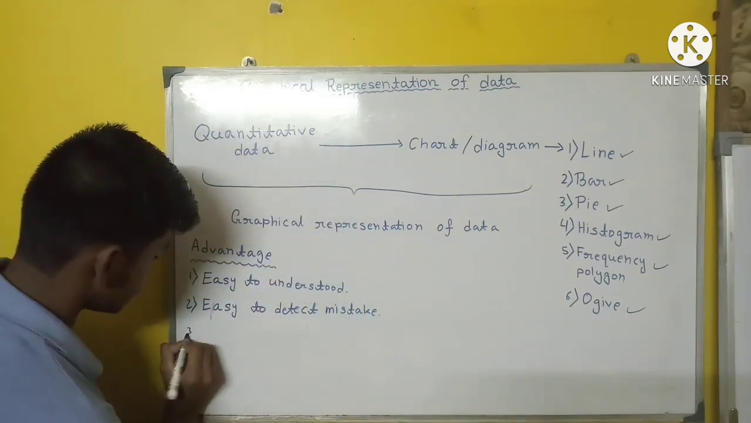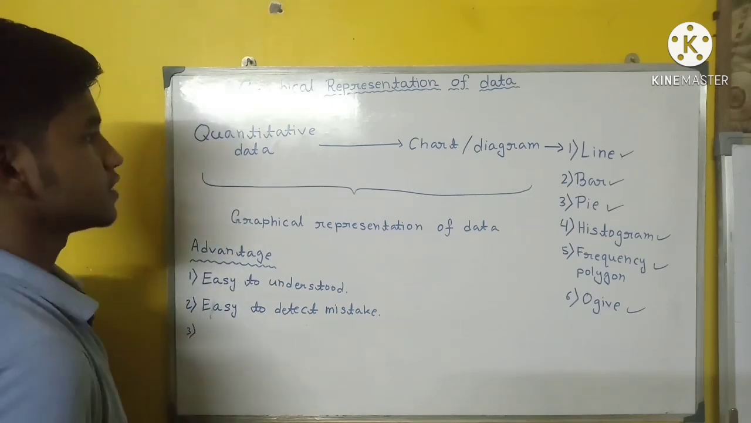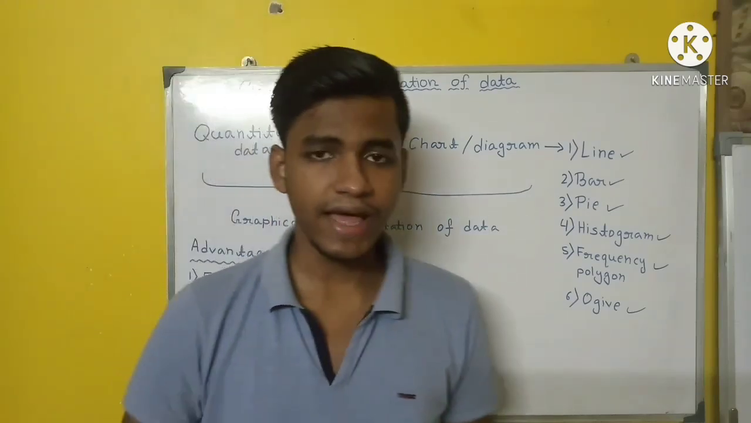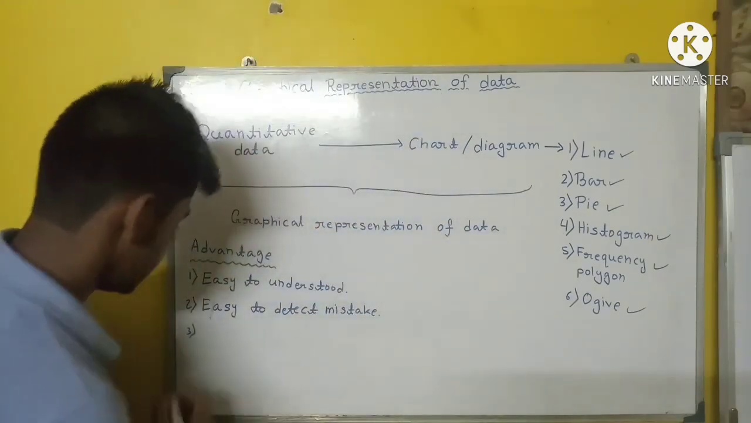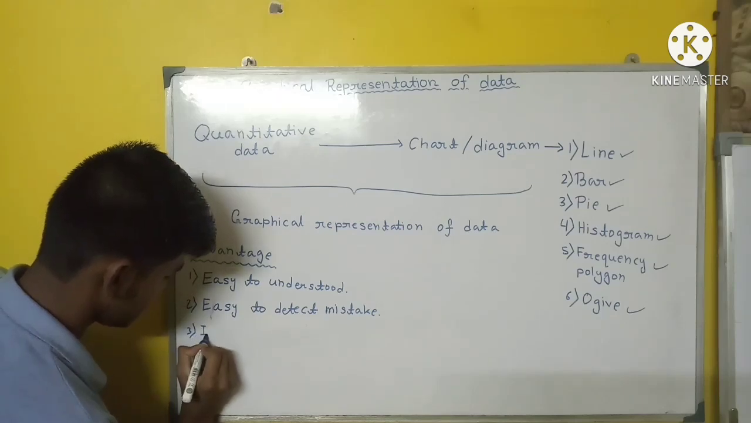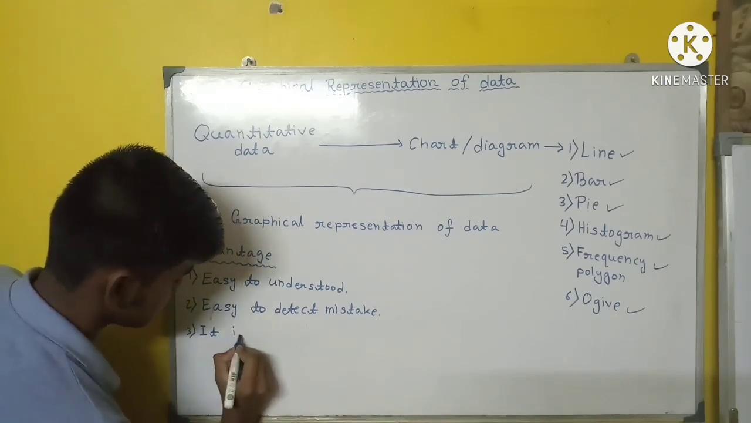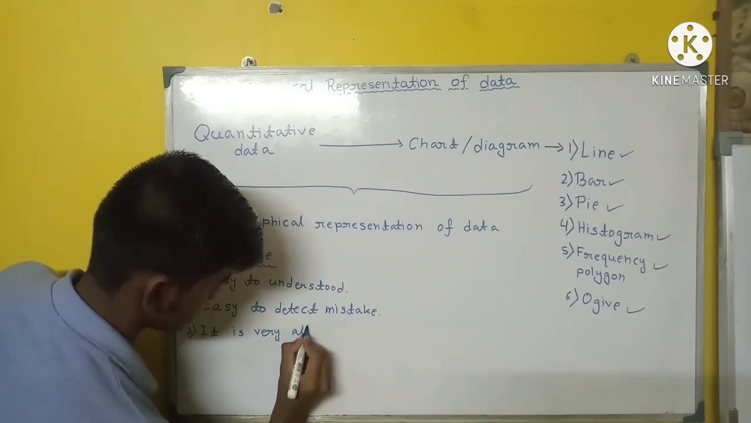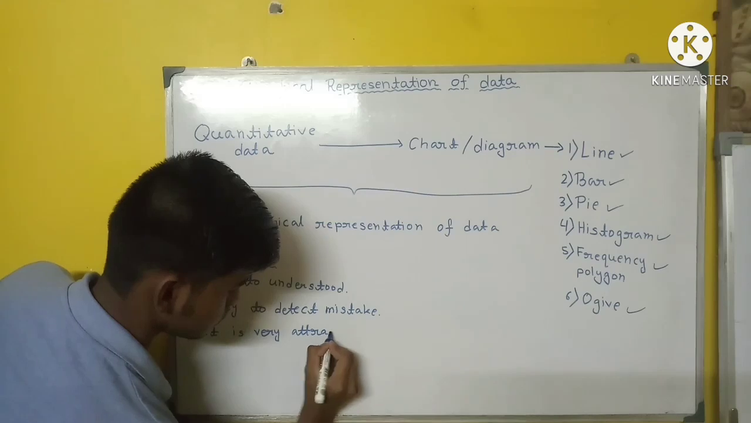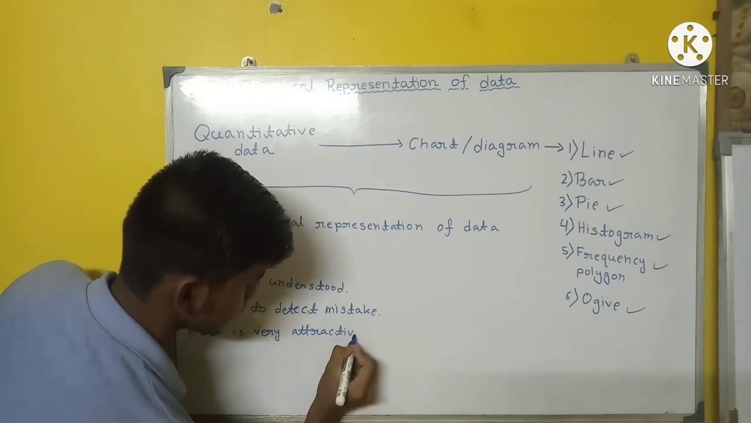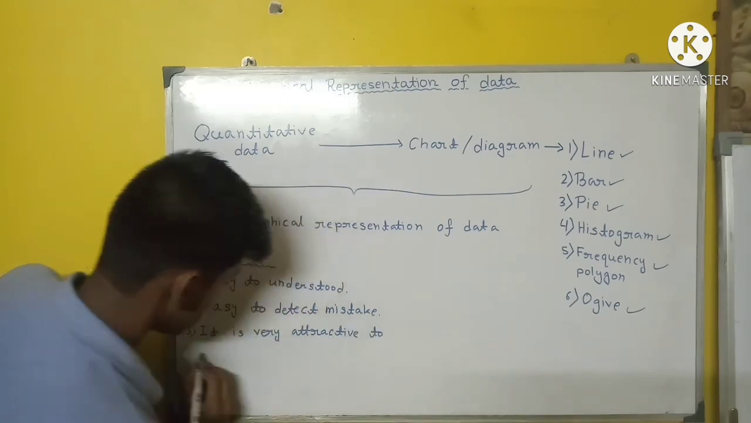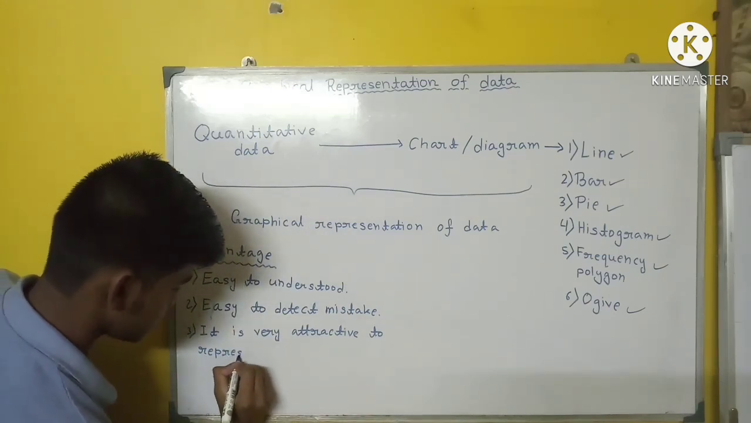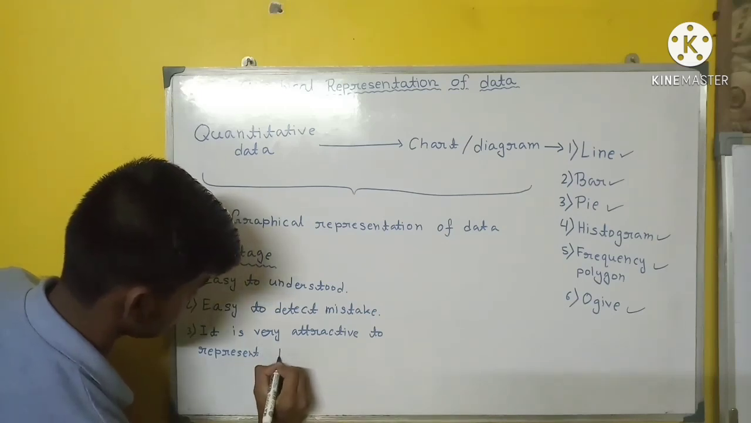Now the third point is, when you represent the quantitative data in chart or diagram, then it will be very attractive. So it is very attractive to represent data.